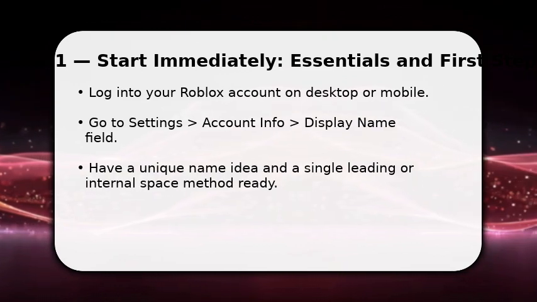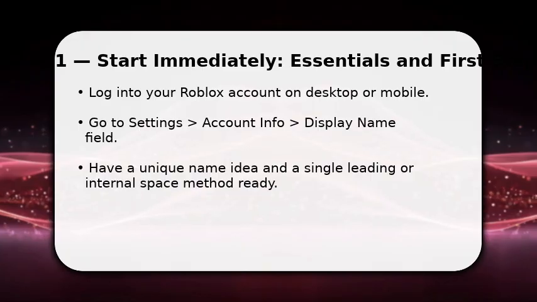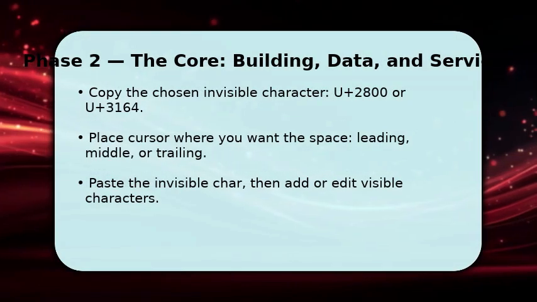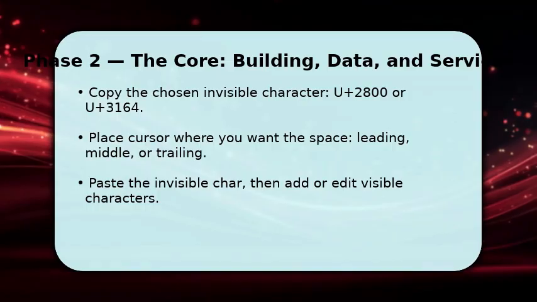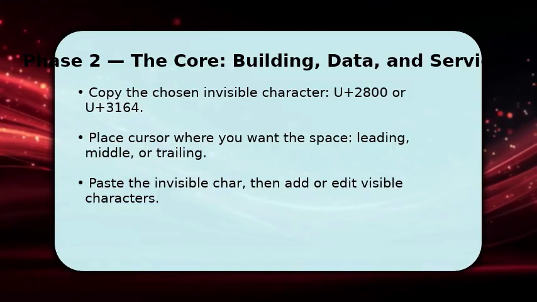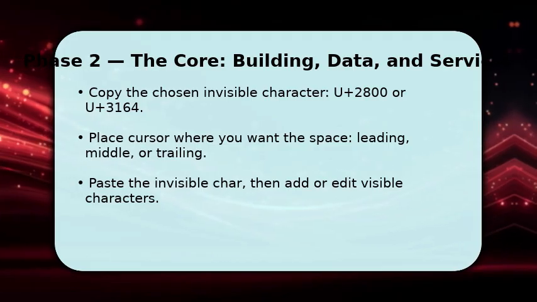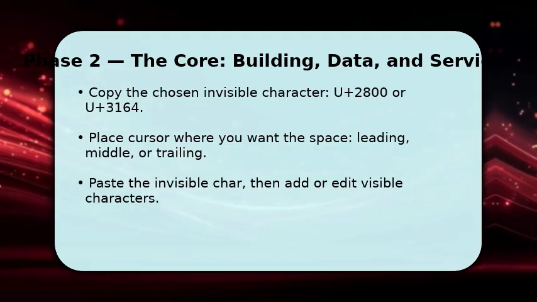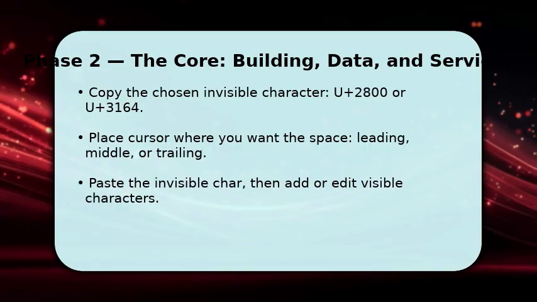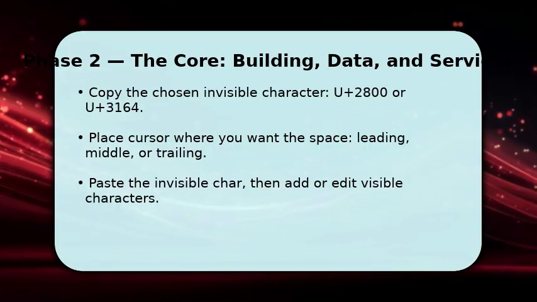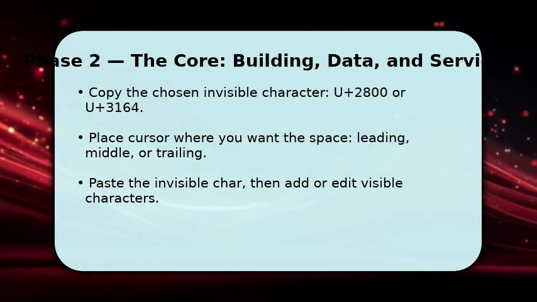Make sure you type your desired visible text as normal, and keep the length within Roblox limits before proceeding to paste the special space. Now you insert the invisible character precisely where you want the extra space. You copy U+2800 Braille blank or U+3164 Hangul filler from a character map or trusted source, then place your cursor, leading, between words, or trailing, and paste.